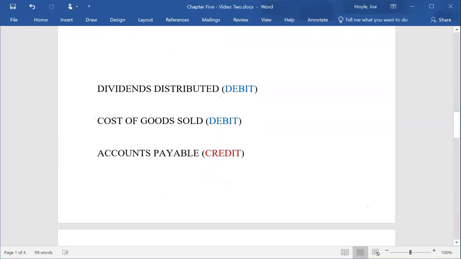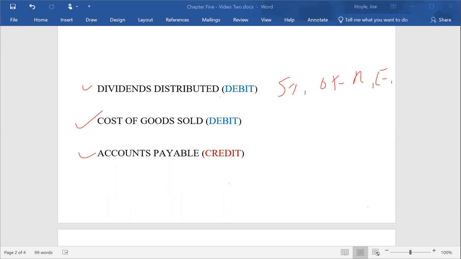Our next three accounts: dividends distributed, cost of goods sold, accounts payable. Dividends distributed measures over the past period, the past year, the amount of assets or net assets given to owners as a reward for ownership. So if a company pays a dividend of $12,000 to its owners as a reward for being the owners of a successful company, that's measured as dividends distributed, and it's reported on the statement of retained earnings.